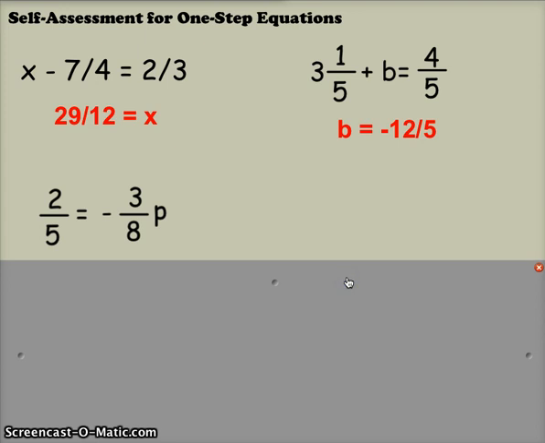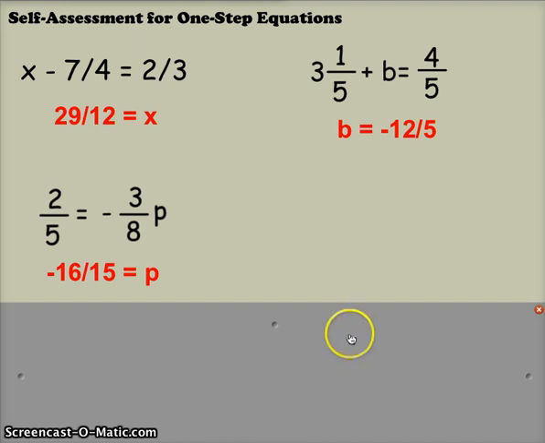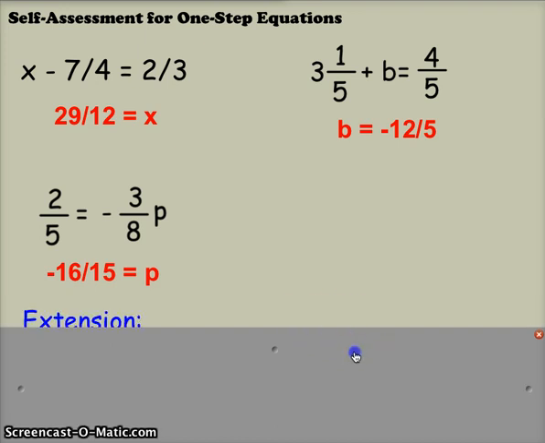Number 3, 2/5 equals -3/8 times p. You should have divided by -3/8 on both sides. 2/5 divided by -3/8 can be written as 2/5 times -8/3. That gives you p equals -16/15.